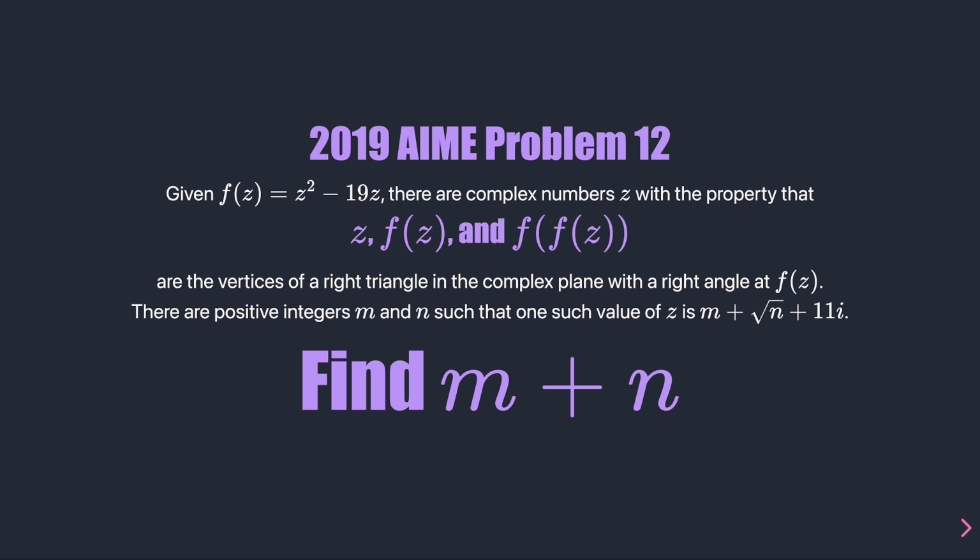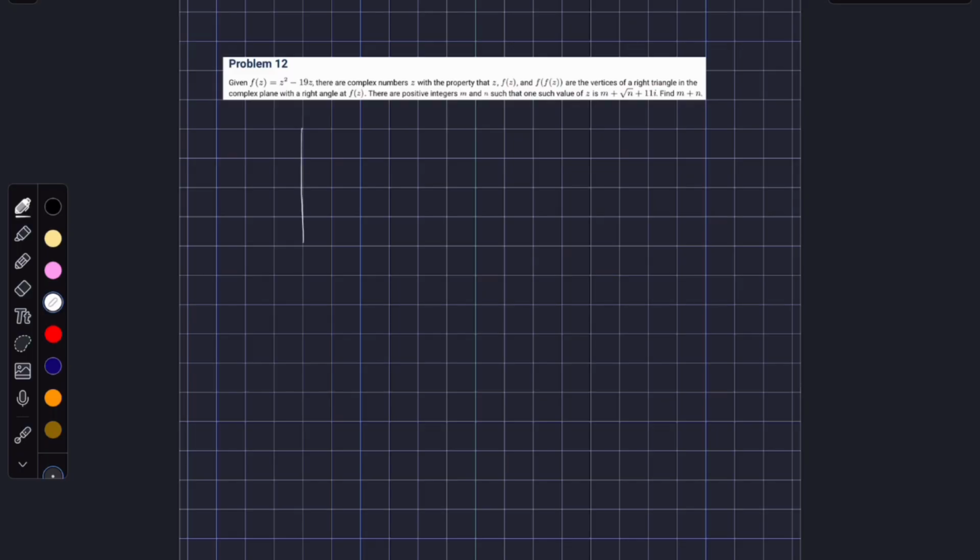So to start, we are given these three vertices that are part of a right triangle. So let's go ahead and draw the complex plane. We're given f of z is the right angle. We'll have f of z be here, and we have this triangle, something like this.